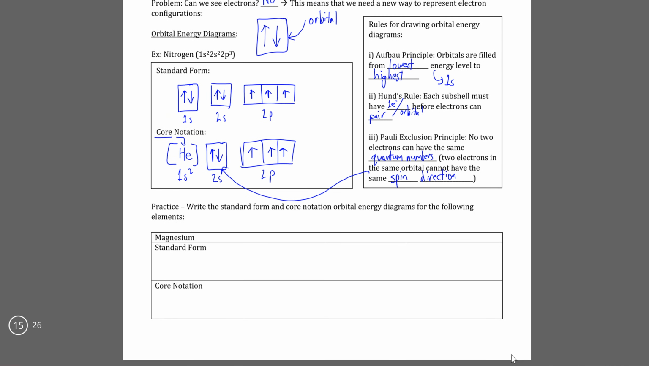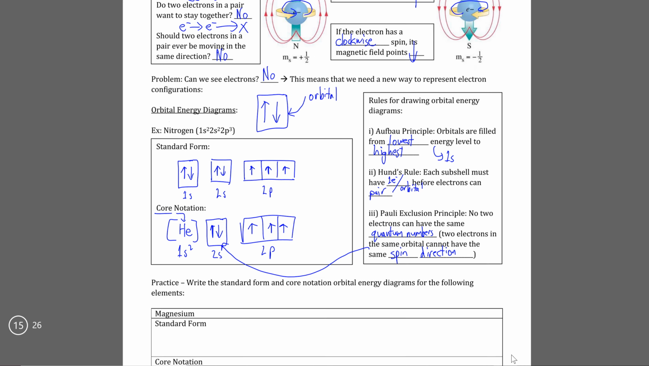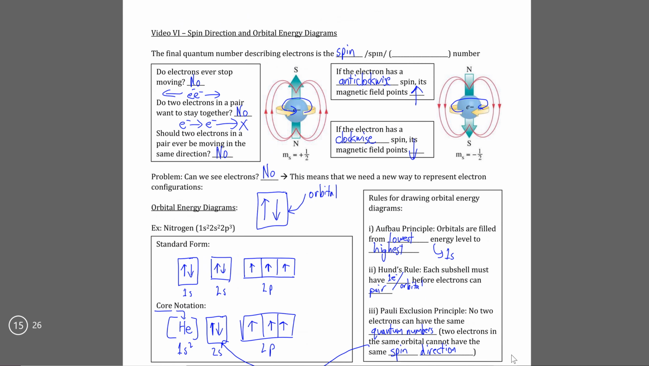For practice, you can practice writing out both the standard form of orbital energy diagrams for the elements below and then convert them into core notation. In the final video, we are going to take a look at quantum numbers and the actual way of using the numbers to represent different characteristics of the elements or of the electrons that each element has.